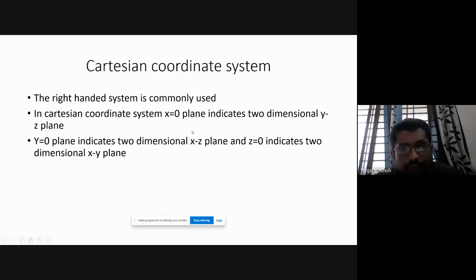And the most preferred type of subsystem is the right-handed system. The right-handed system is commonly used as compared to the left-handed system.